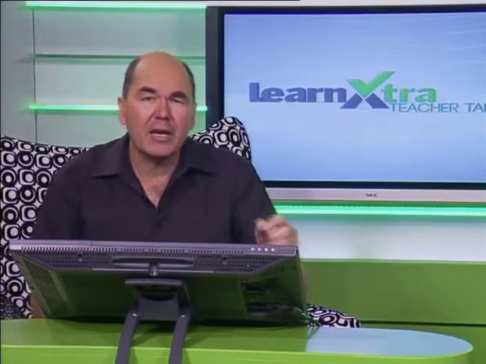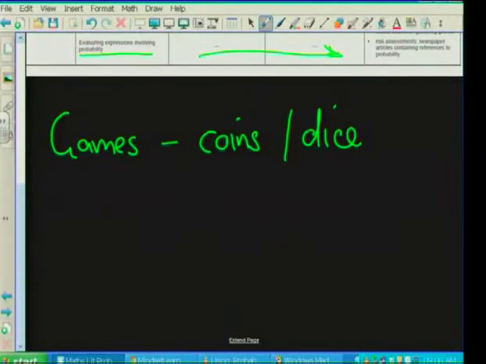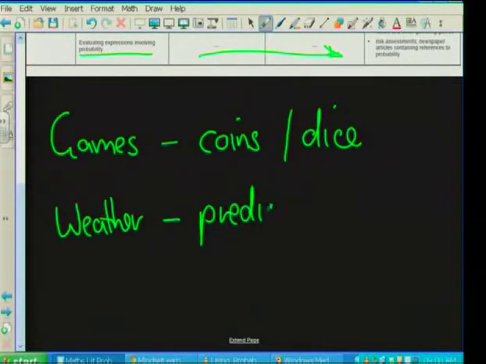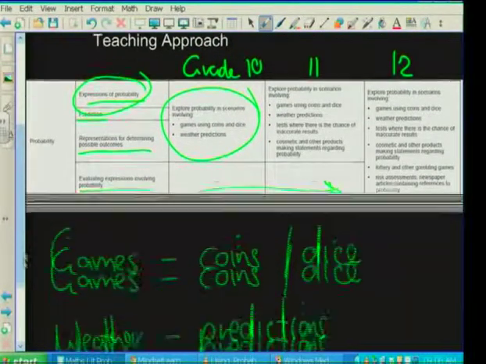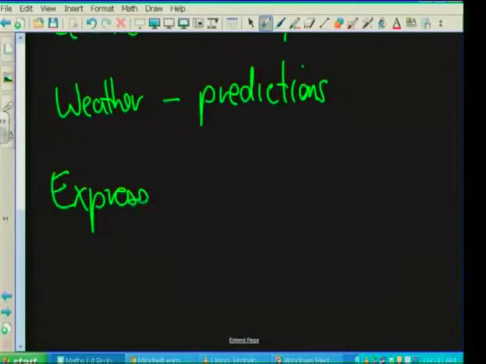There are two contexts that are suggested in the CAPS document. Not that our context should only be limited to those, but the two contexts are about games that deal with coins and dice, and then weather and predictions. Now, if we look at expressions of probability, we need to recognize very simply what expressions of probability are.